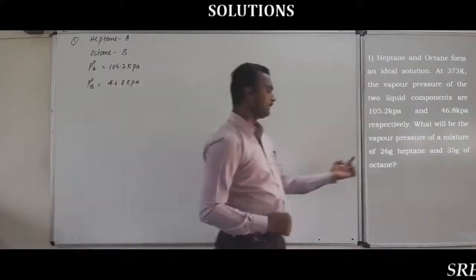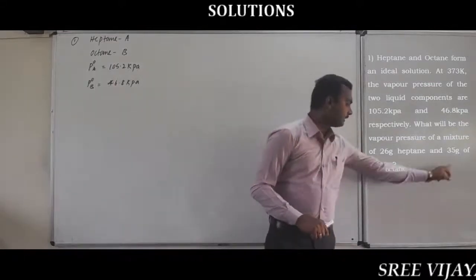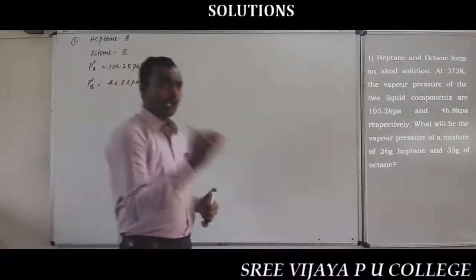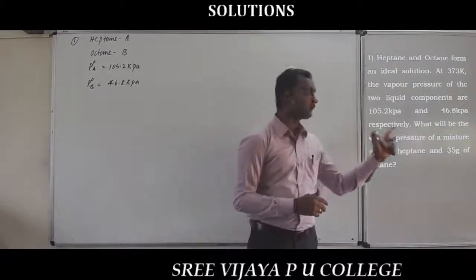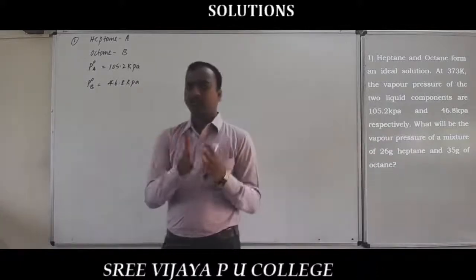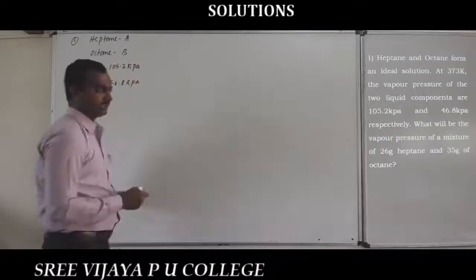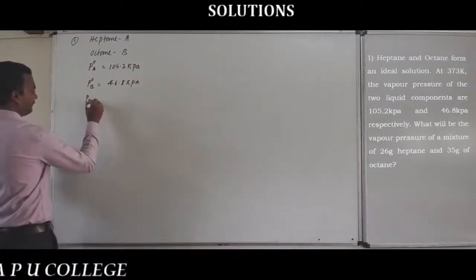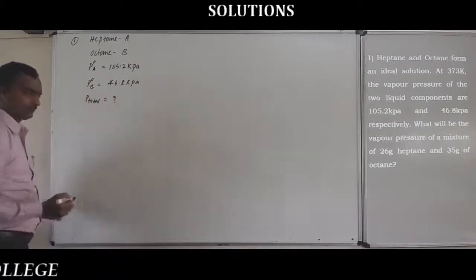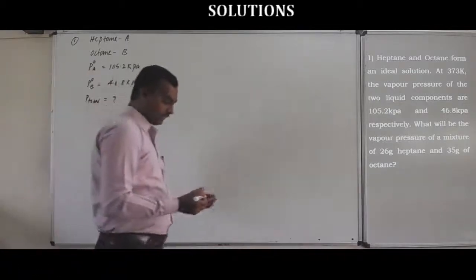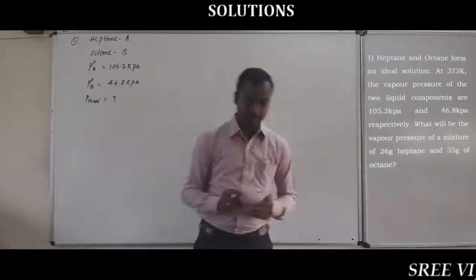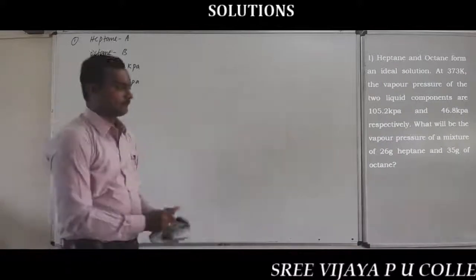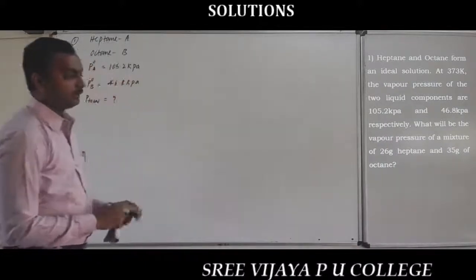So 26 gram of heptane and 35 gram of octane are mixed with each other, and that gives the mixture. We have to calculate the vapor pressure of the mixture. When we add the two, how much total vapor pressure do we get? That we have to calculate, P total, the total vapor pressure of the solution or of the mixture. How much have they mixed? They said 26 gram of heptane and 35 gram of octane.